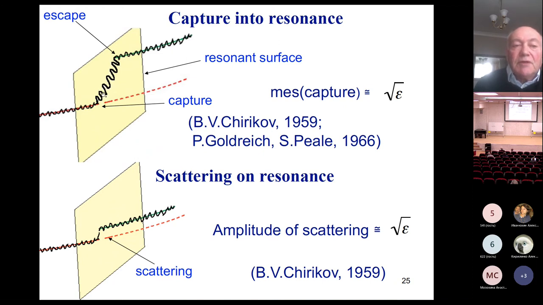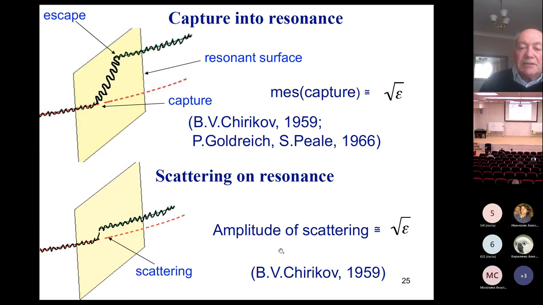The measure of captured initial conditions is small. It is of order square root of the small parameter. But initial conditions with capture and without capture are mixed in the phase space, so it's reasonable to speak about the probability of capture. Then this probability is of order square root of epsilon.